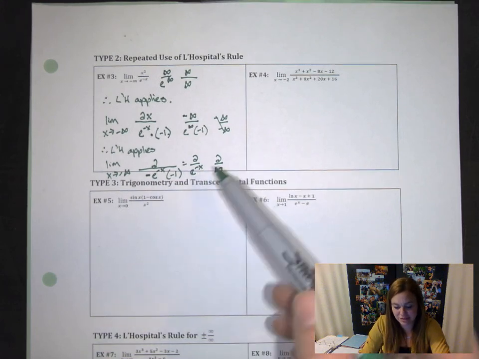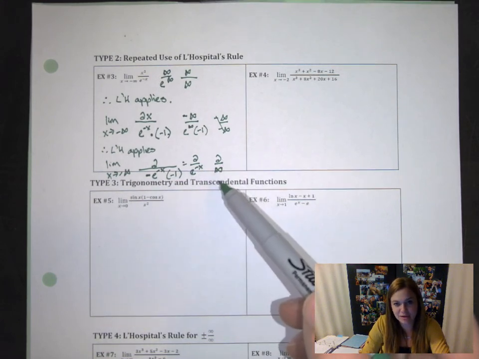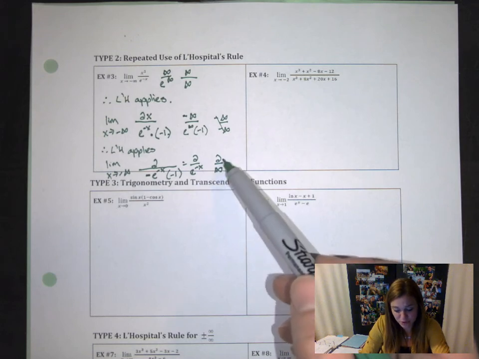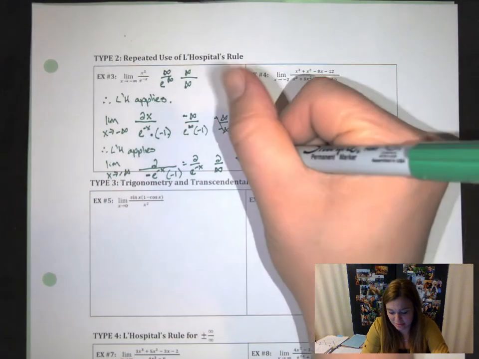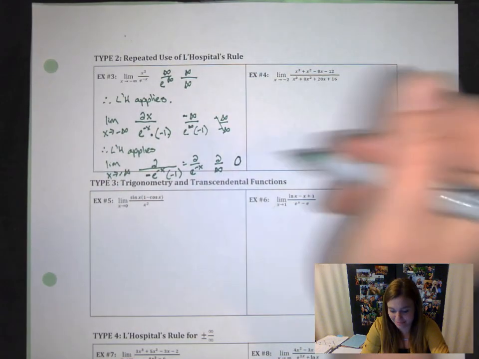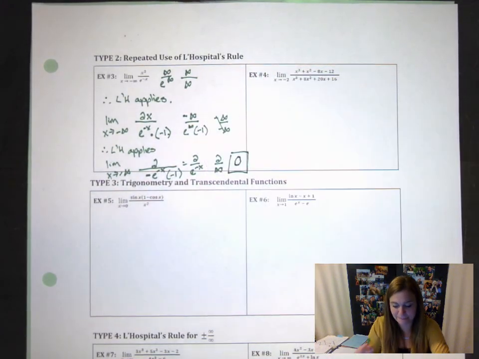I'm taking 2 and I'm dividing it by an infinite number of parts. 2 pretzels divided by an infinite number of people. How much does everyone get? So sad. 0 pretzels. This is the limit.